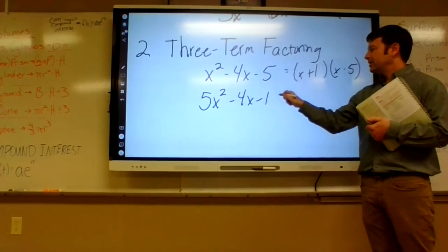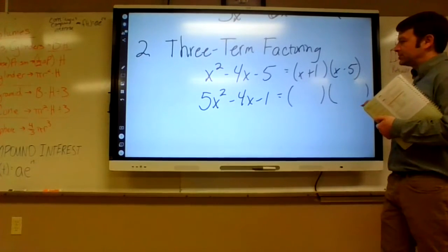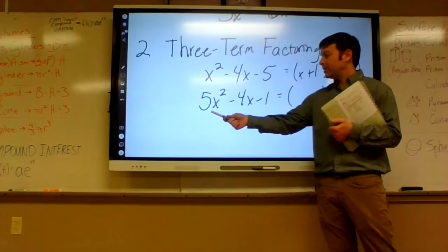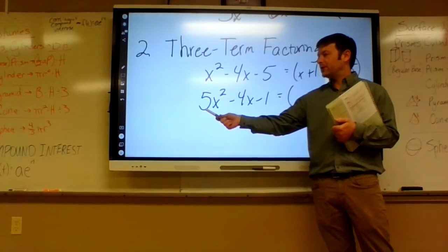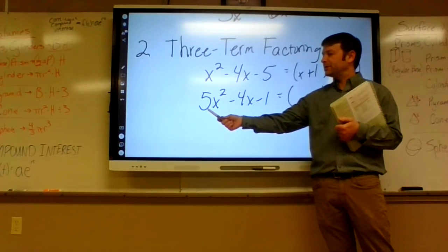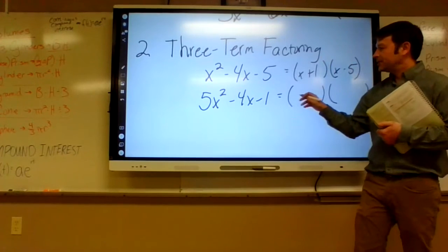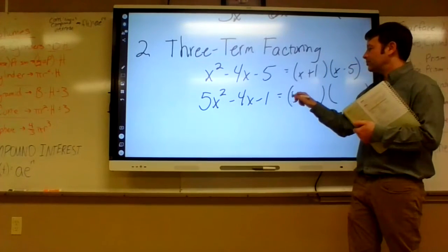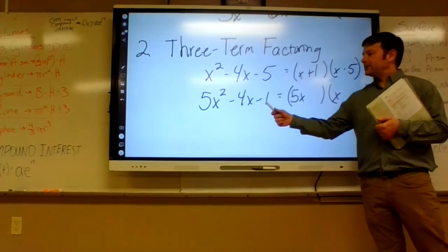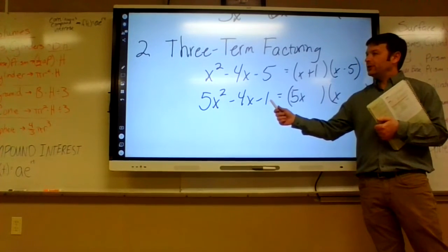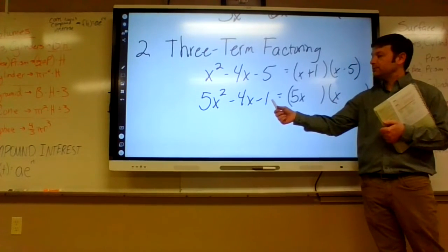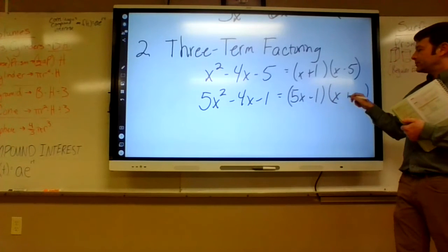Okay, the harder version, I guess we did this on Monday. So some of you might have missed this. If there's a number on the front, I can't just put x and x on the front like I did in this one. What goes into 5? 1 and 5. So instead of x and x, it's like 5x and 1x. And on the back I say what multiplies into negative 1, but I no longer ask what adds up to negative 4. What multiplies into negative 1? Negative 1 and positive 1.